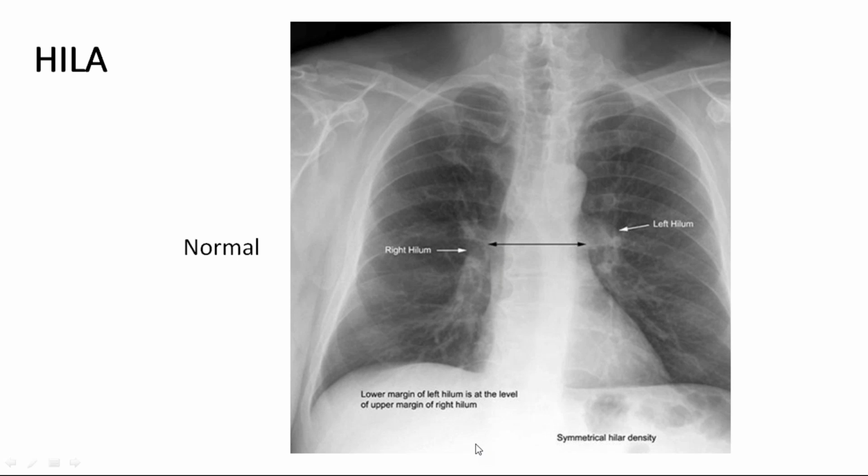Now I was talking about the hilum. The hilum is where the vessels and bronchi emerge and enter the lungs. Usually the left hilum is a little higher than the right hilum. The center of the left hilum is at the level of the upper margin of the right hilum. So this is the hilum here, and its center almost coincides with the upper border of the right hilum. This is a normal phenomenon. If this left-right alignment is changed, it is abnormal. The density of the markings is symmetric, almost equal on both sides. This is how a normal X-ray should be.